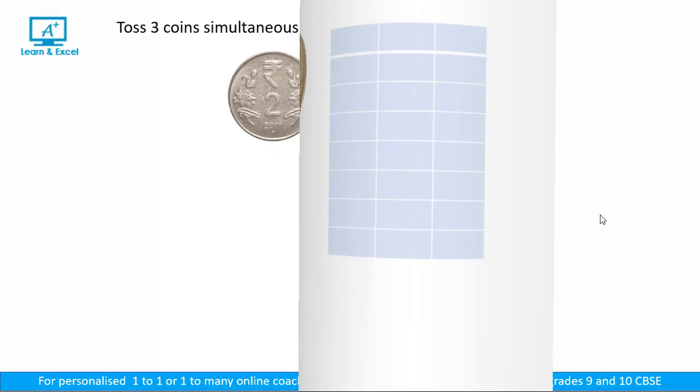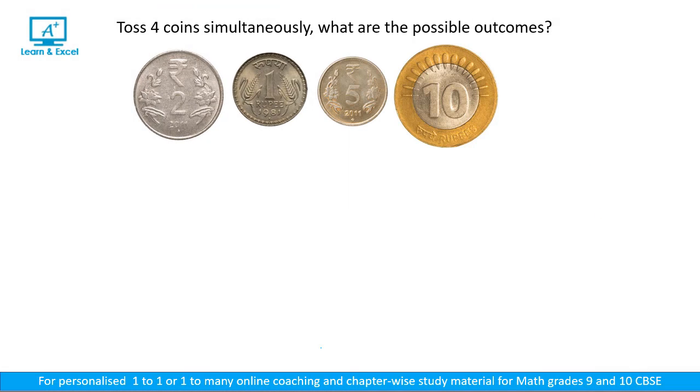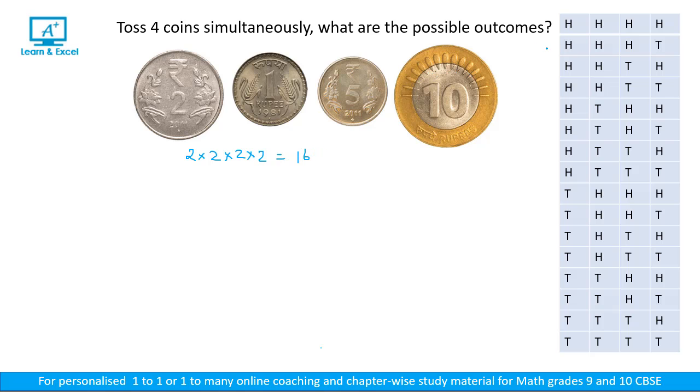Now let us toss 4 coins simultaneously and see what will be the possible outcomes. Here again 2 into 2 into 2 into 2, that is we'll have 16 outcomes. Now 16 divided by 2 is going to be 8. So here we first write 8H and 8T. Then half of 8 will be 4, so we write 4H and 4T alternately. Then half of 4 is 2, so we write 2H and 2T alternately. And here in the last column we write H and T alternately. This way we write all the possible outcomes and do not miss a single outcome.